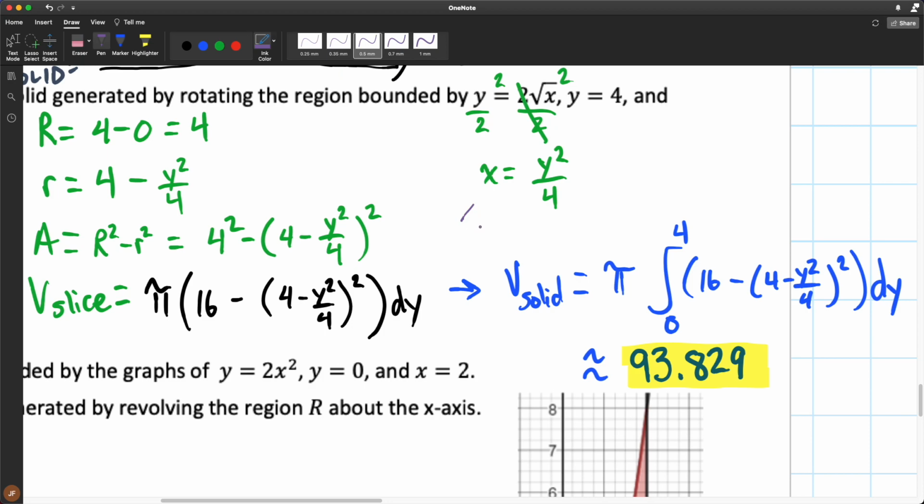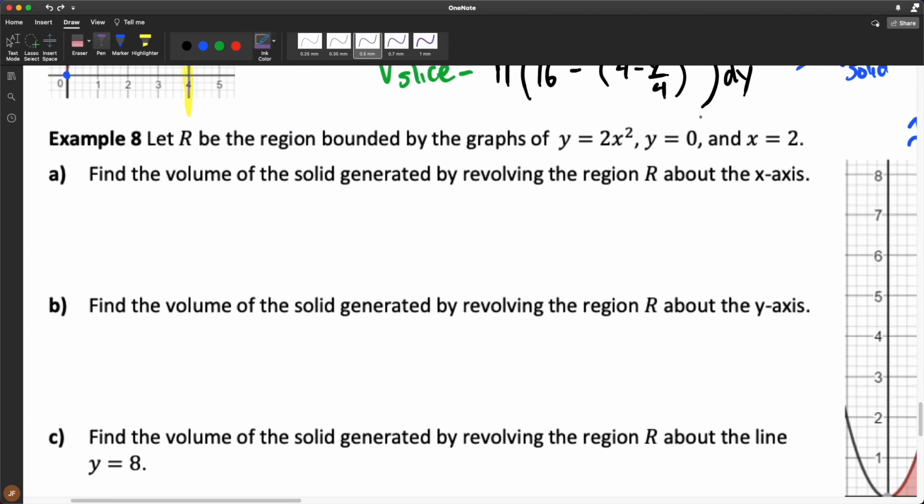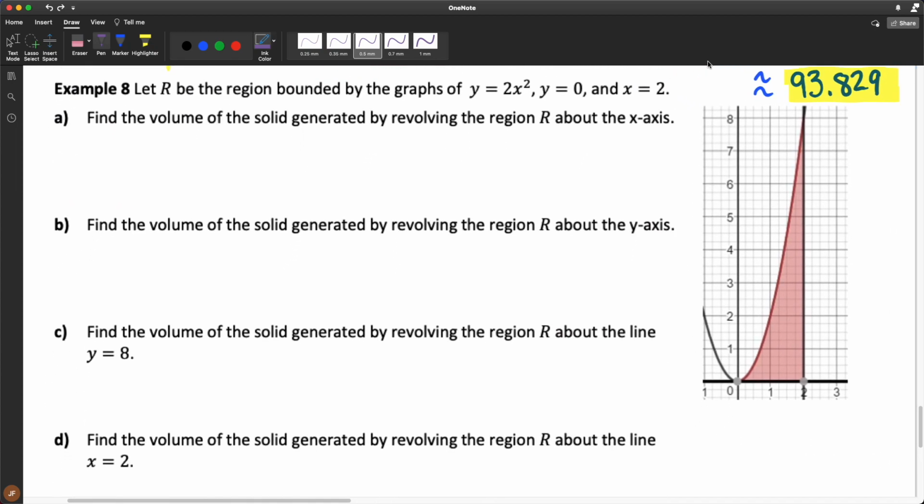All right, next up. Number 8. This one's got multiple parts, one diagram. It says, let capital R be the region. Ooh, be careful. We've been using capital R for a radius, so we've got to be careful about our variables here. Let capital R be the region bounded by the graphs of y equals 2x squared, y equals 0, and x equals 2. Okay, they've already drawn it for us. They've already shaded it for us. We're in the first quadrant.